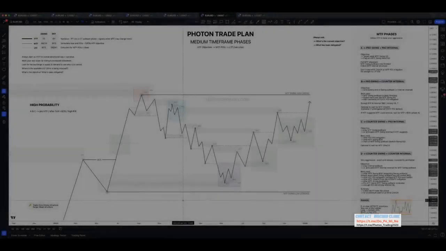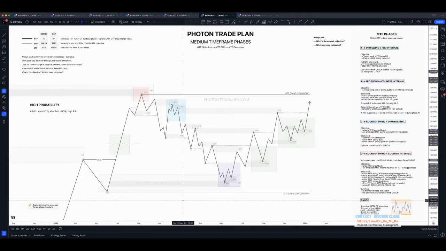So high probability, what do we define that as? Well, I've made that clear in the previous lessons, but let's be very specific. For me, they generally are either going to be phase A or phase C. So let's talk about A first. As you guys know, it's pro swing and pro internal. And generally it's when it's that first initial phase.